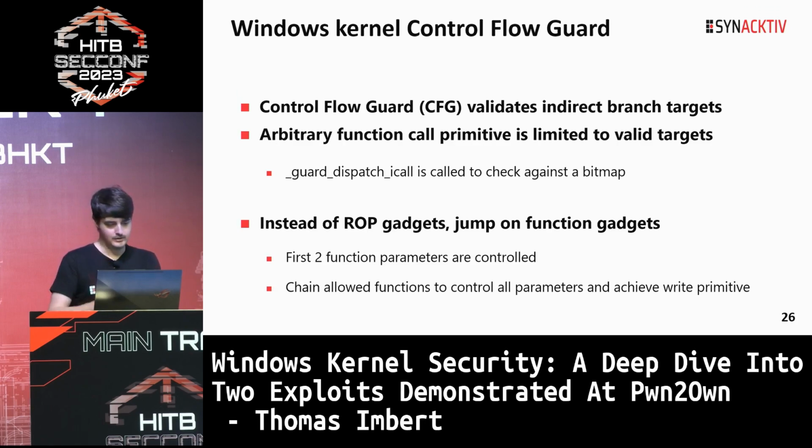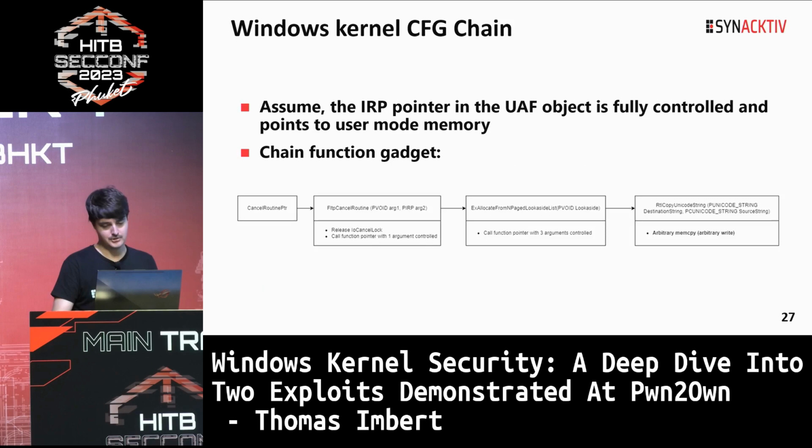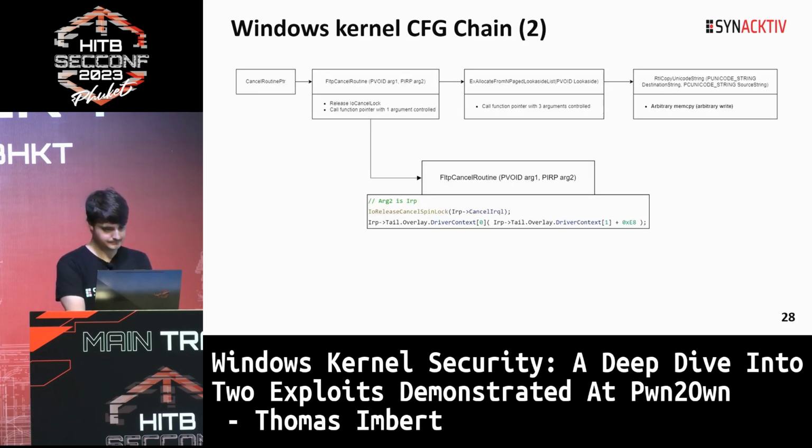So let's do something with that. We can control the function pointer and the address of the two parameters. So let's just chain multiple functions that we have the right to call to get an arbitrary write. To do that, I found a chain of functions. The first one is the cancel routine. This is important because in IO cancel IRP, there is a lock taken, and if we don't release that lock, it will crash.